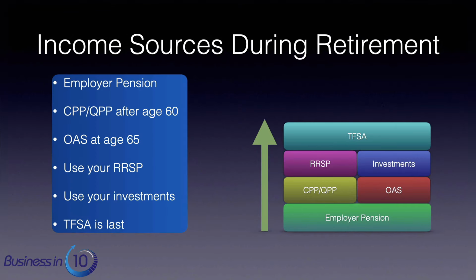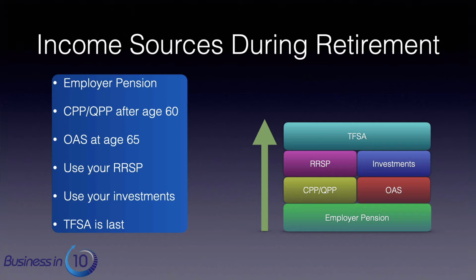Okay, these are the sources of money while in retirement. If you have an employer pension, you draw on the pension first. Then you add to that at age 60 or after Canada Pension Plan or Quebec Pension Plan. And when you hit age 65, you add Old Age Security.